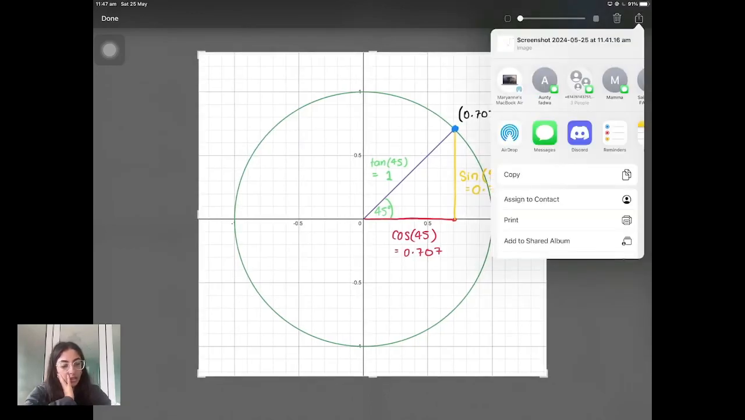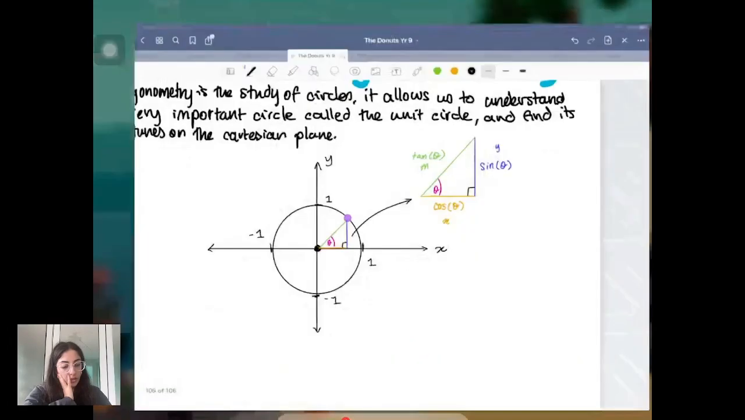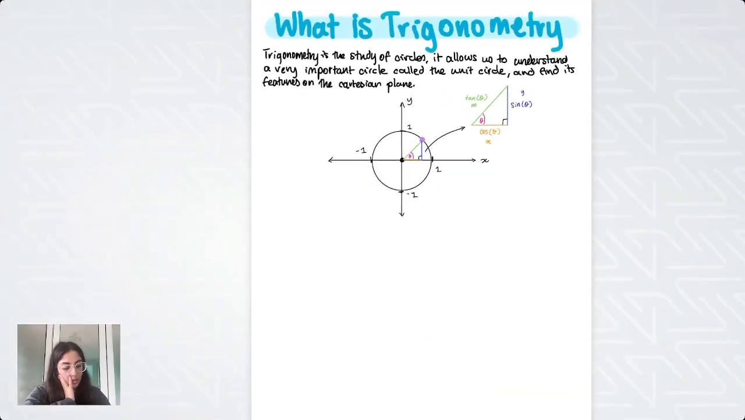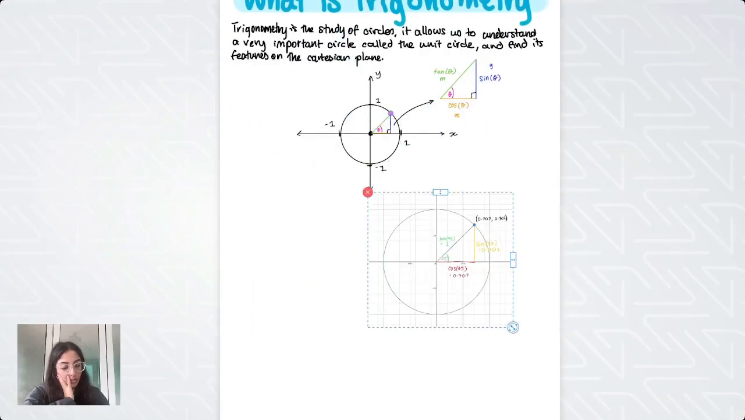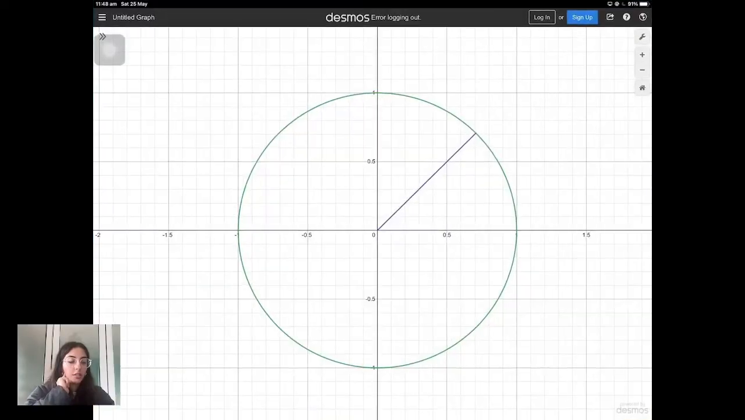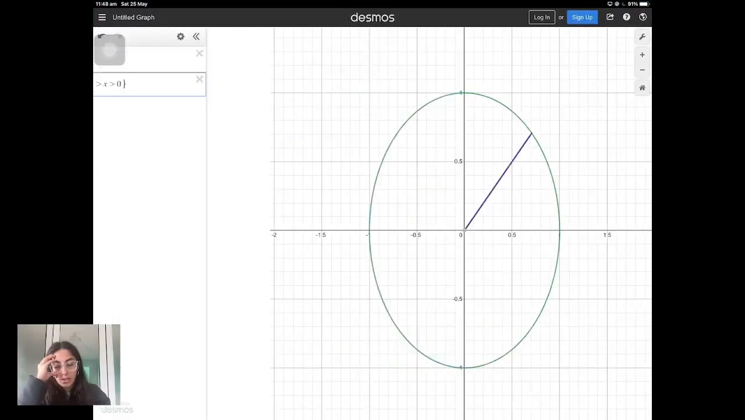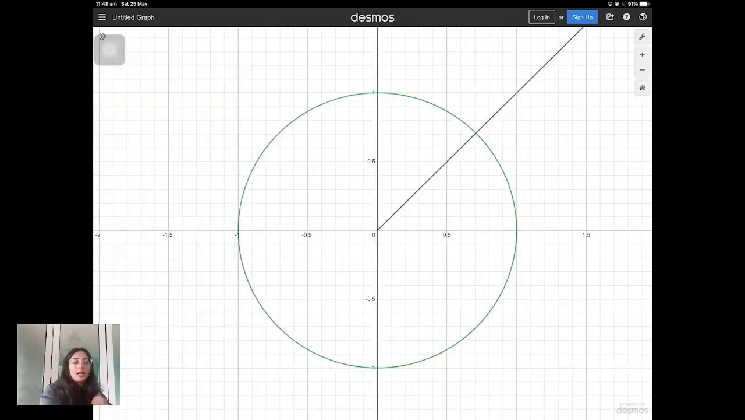Now let me just copy this. I'll put this in our notes as an example. Now, let's go back to the Desmos and let's check. So let me just turn this off. All right, and so we expect that when I click that intersecting point, it should be 0.707, 0.707, and it is. Can everyone see that?